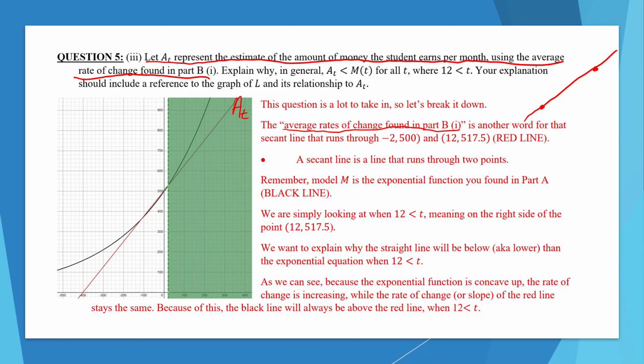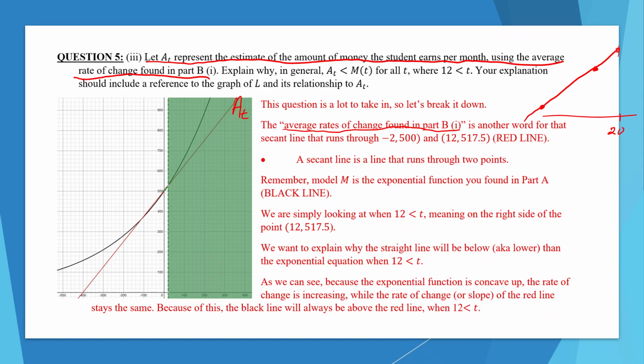We found that slope and we used that slope to predict a future point, right? We were like, well, what is t equals 20? What's that y coordinate? We used that straight line. So that is what the average rate of change found in part BI is, that straight line that ran through those two points. And we're now calling that A of t just to keep it a little bit simpler than saying the longer name of it.